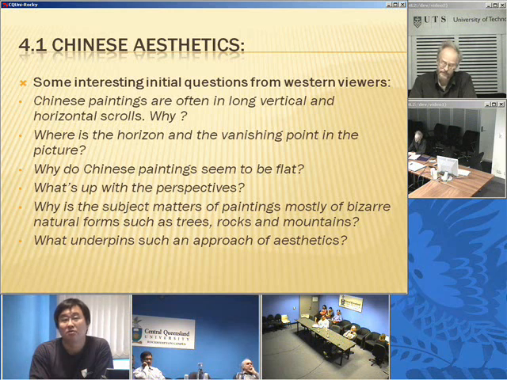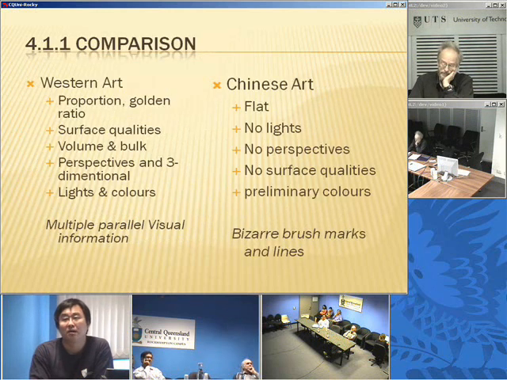And so the question goes further: what underpins such an approach to aesthetics? I draw a little comparison between these two. Western art, when I talk about Western art here, is basically the traditional classic Western art. It seems that since Renaissance times, Western art has had a very intimate relationship with science. A lot of the appearance is defined by the underlying scientific knowledge and understanding, for example, proportion and the golden ratio of the human figure, and surface qualities.